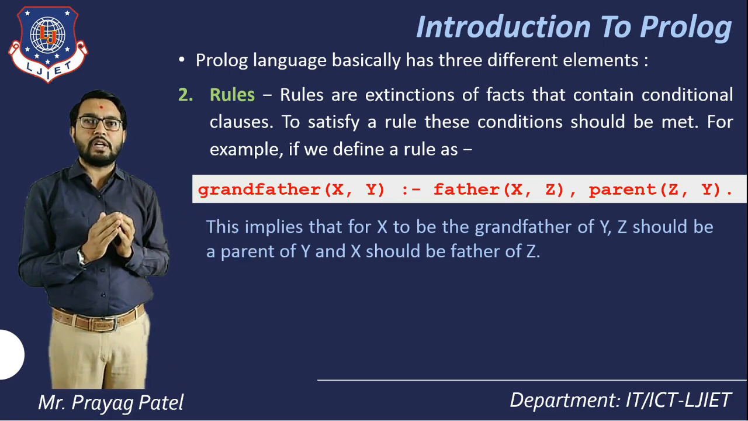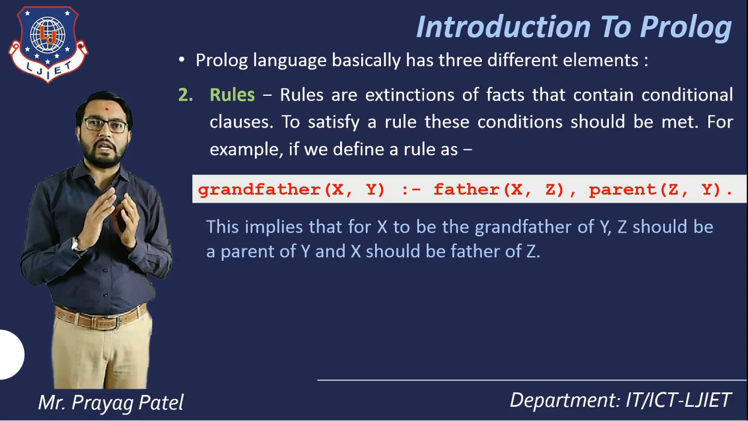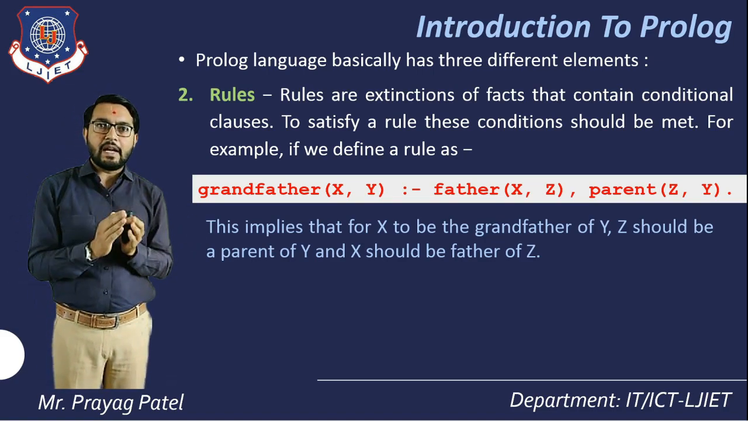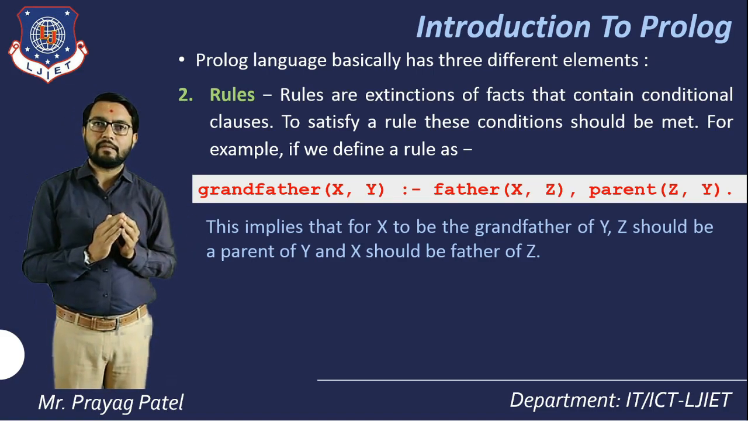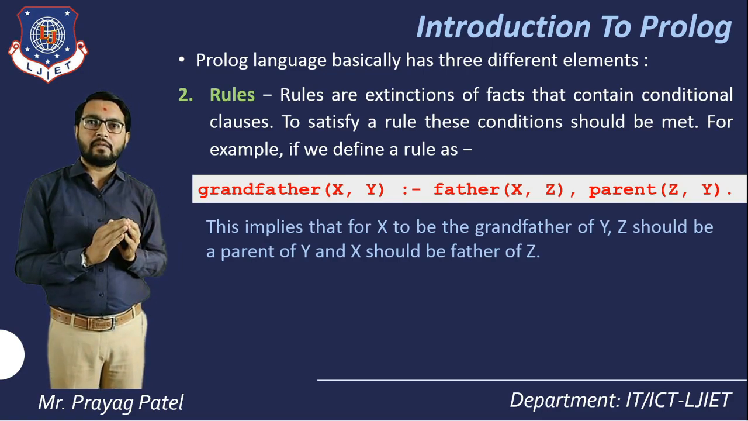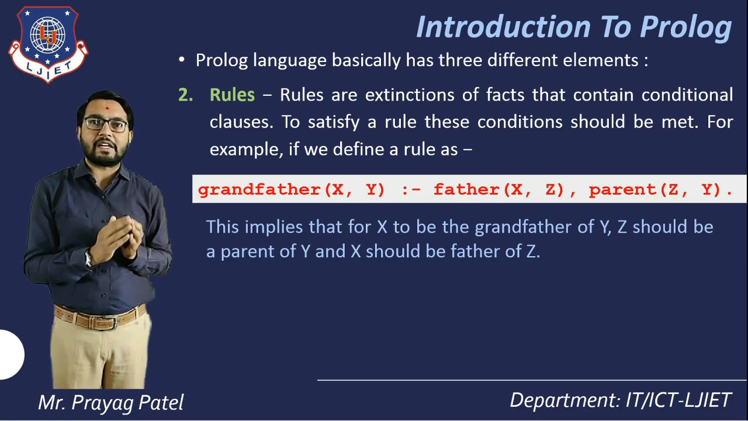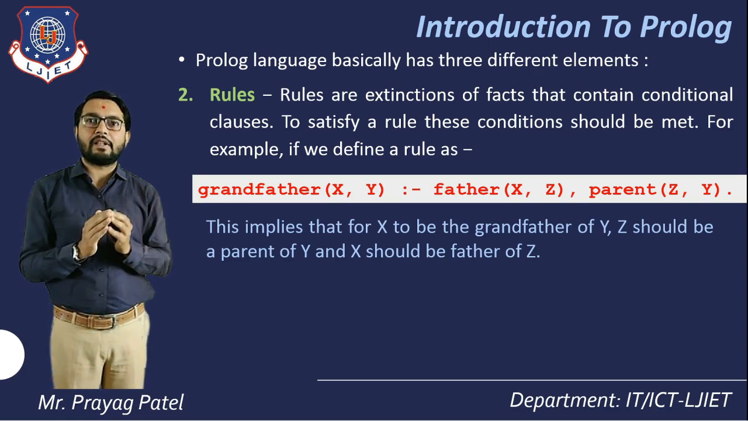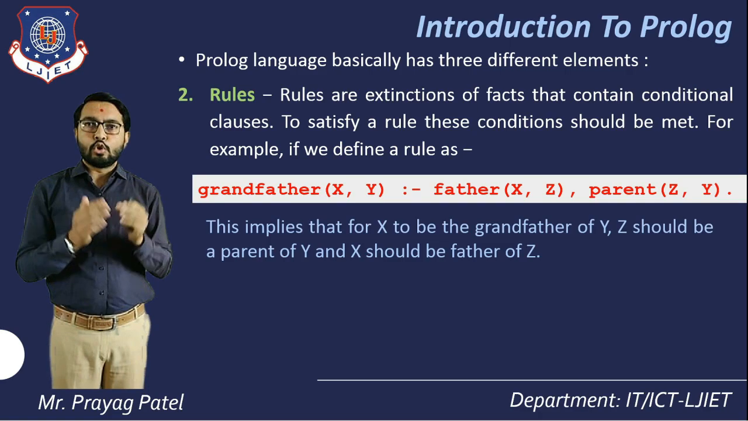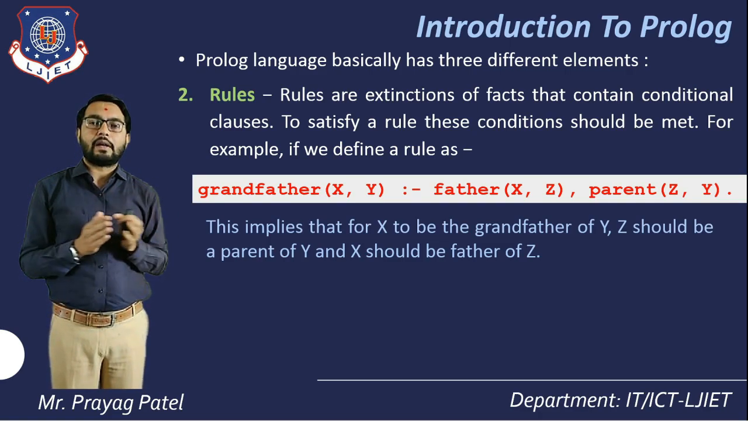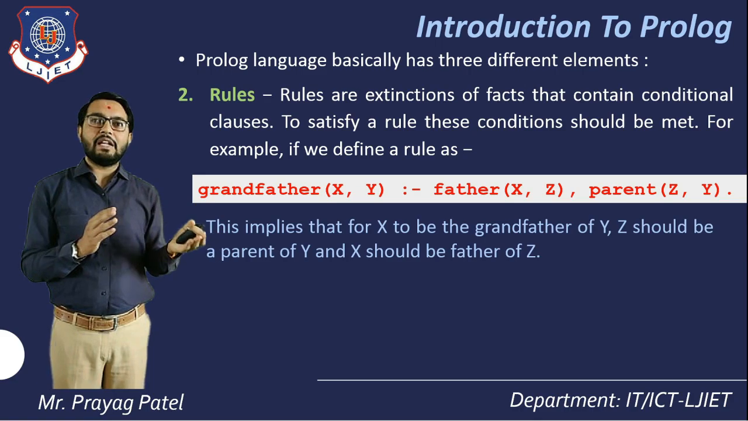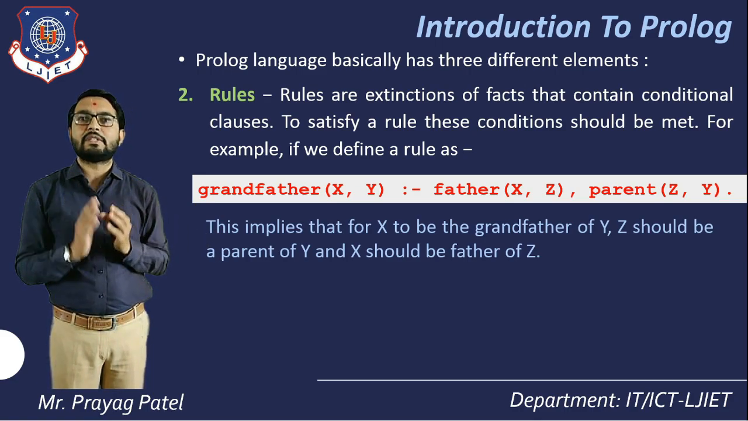So first satisfy the right side portion. If the right side portion is satisfied, then the left side portion is satisfied. So here first we satisfy Z is a parent of Y and X is a father of Z. If these two conditions are satisfied, then we can say that X is a grandfather of Y. So in a rule, we have two parts, left part and right part. If the right part is satisfied, then the left part will be satisfied.